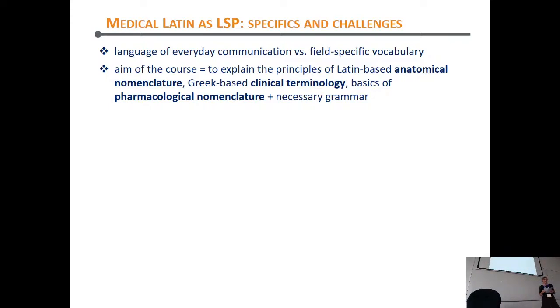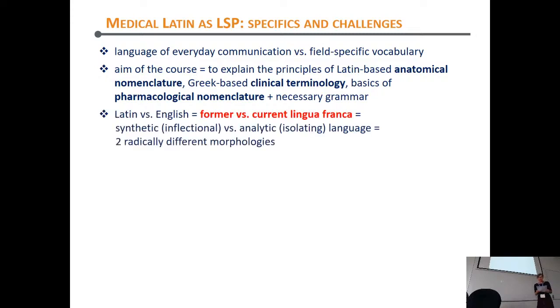So the main aim of the course is to provide students with the understanding of the principles of Latin-based anatomical nomenclature plus Greek-based clinical terminology, together with the basics of pharmacological nomenclature. As far as the grammatical instruction is concerned, it is very limited. It simply covers only phenomena that are necessary to understand and correctly apply this terminology, which means the system of cases in particular.